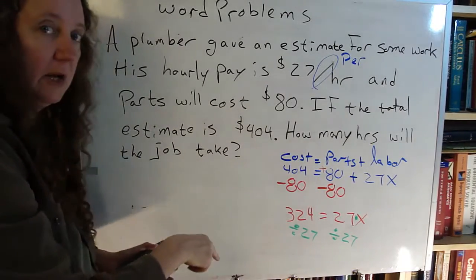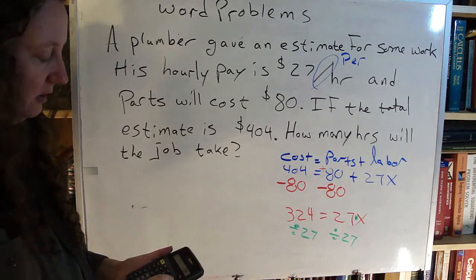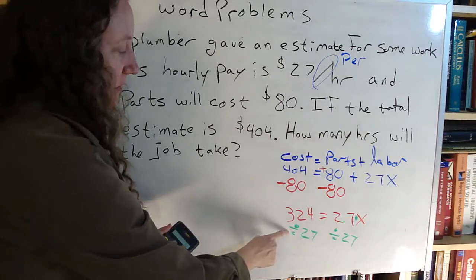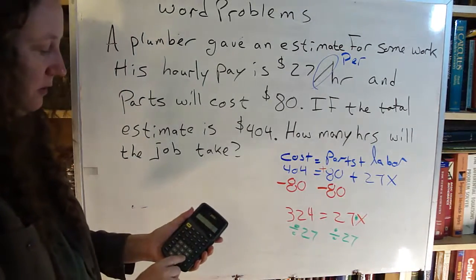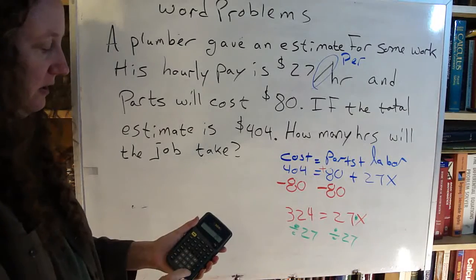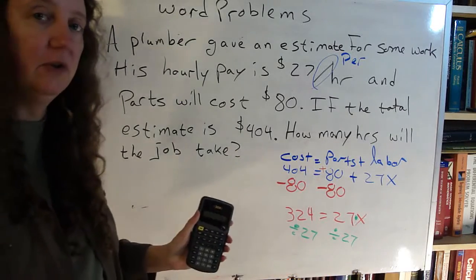I can't do that in my head. I don't expect most of you can do it in your heads. So I grab my calculator. 324 divide by 27 equals. And my calculator is telling me 12.